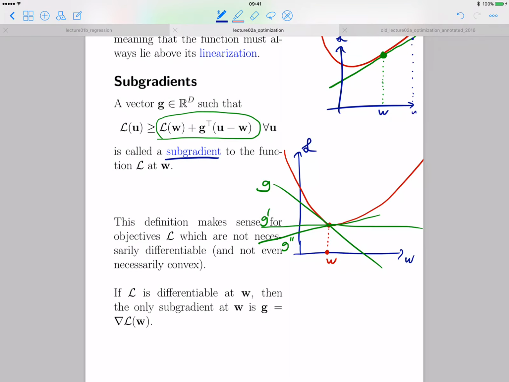Maybe at some point you cannot find the gradient, you don't know how to compute the derivative, but maybe you can find such a g. There are several to choose from maybe, we don't need all of them, but we want to work with one of them. We want to find one vector g which defines such a green plane that is below our function at our current position. And then later we're going to use this vector instead of the gradient vector. So that's the idea of subgradients.